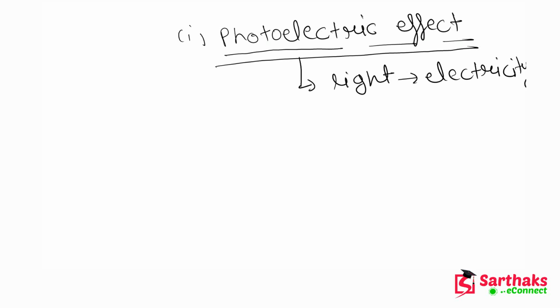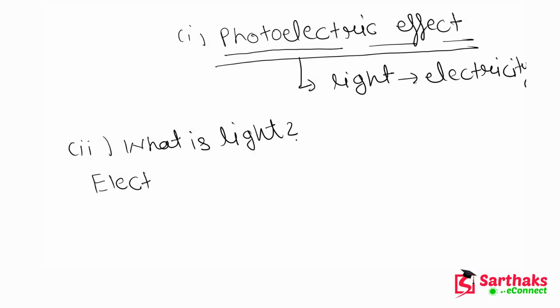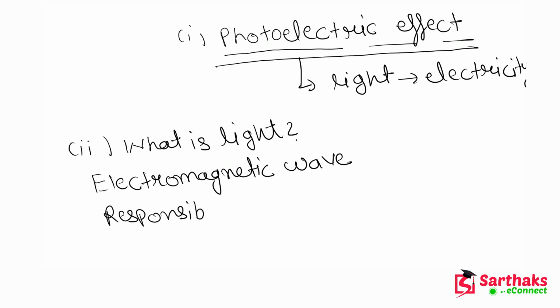Now let's try to understand what is light. Light is an electromagnetic wave. Let me write it here for you. Electromagnetic wave, which is responsible for our vision.